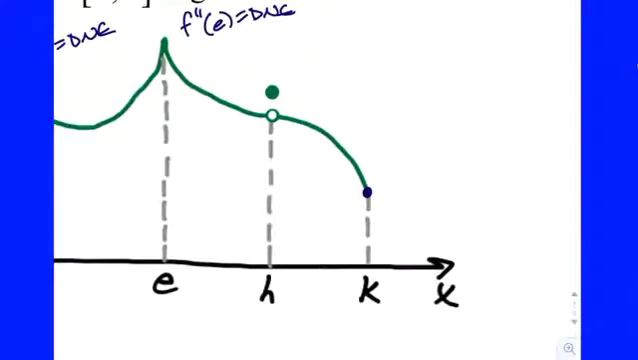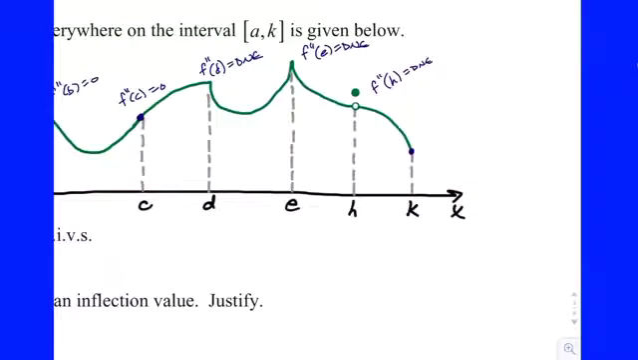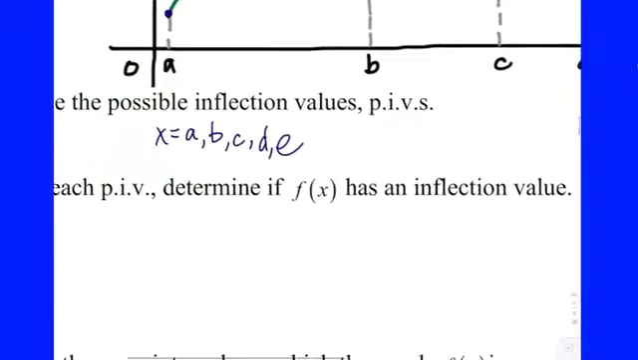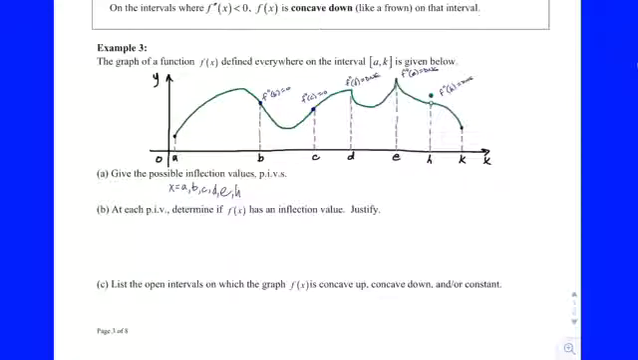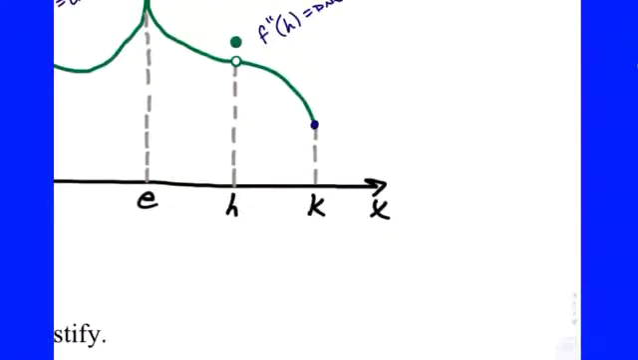What about H? Is it a PIV, a possible inflection value? Or possible, prospective, plausible, potential inflection value? It is, right? It's in the domain. There's a dot there. And what's the value of the first derivative there? D and E. Remember, any discontinuity, the derivative fails to exist, and therefore, the second derivative also fails to exist there. And because it's in the domain, it's another possible inflection value. Okay, so there's H. And then what about K?